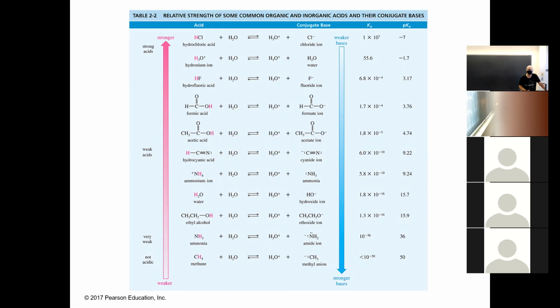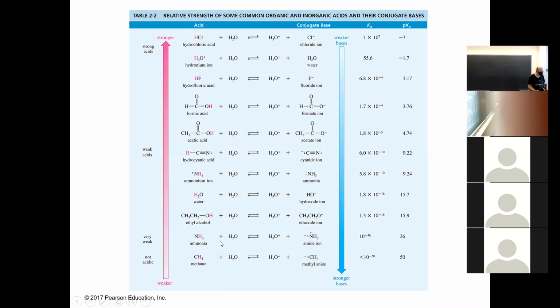pKa is minus the log of the Ka. For HCl, Ka is 1 times 10 to the 7th, so pKa is minus 7. So the smaller the pKa, the stronger the acid. These go in opposite directions. And then down here we have methane, CH4. Its pKa is 50, which means the Ka is 10 to the minus 50th. So that's an extremely weak acid.